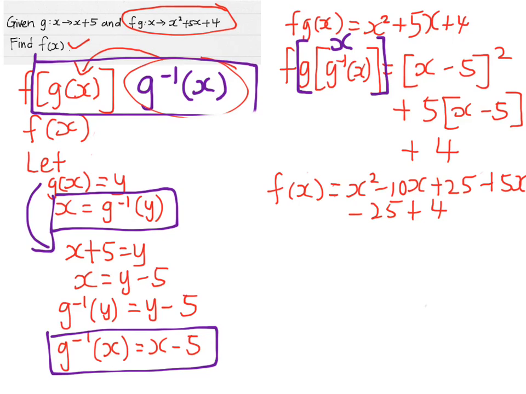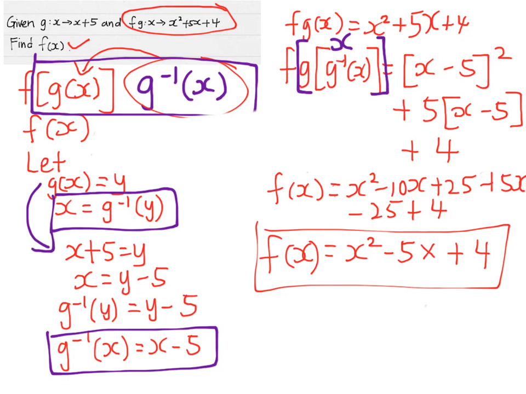g inverse is equal to x minus 5. So when you just solve this one, you will get x squared, minus 10x plus 5x, you will get minus 5x plus 4. Okay, this is fx. This is fx. So yeah, then we can get fx.